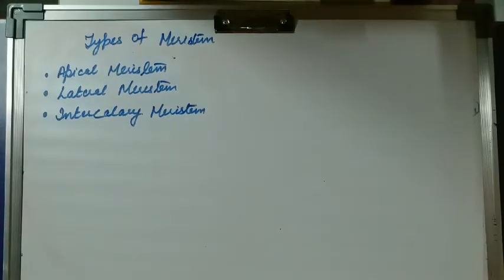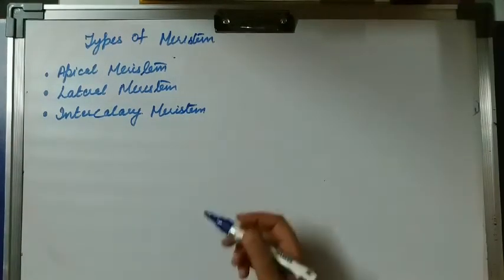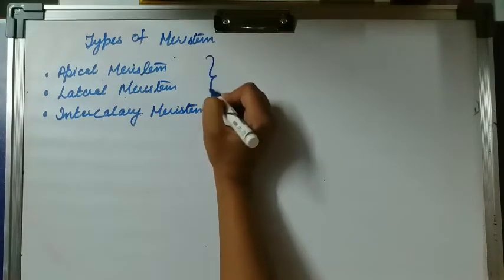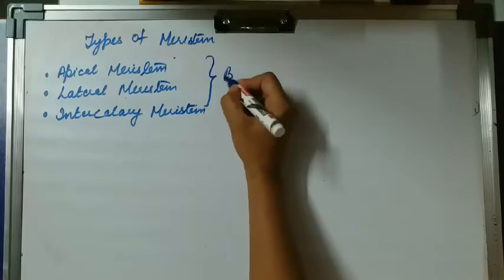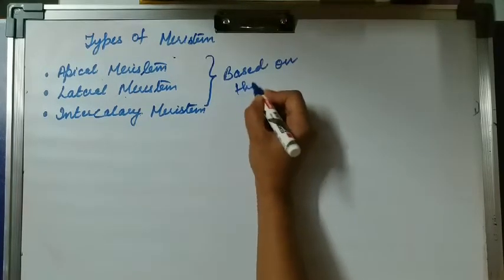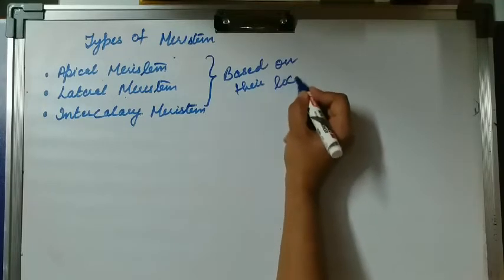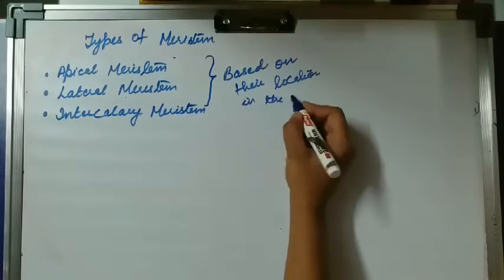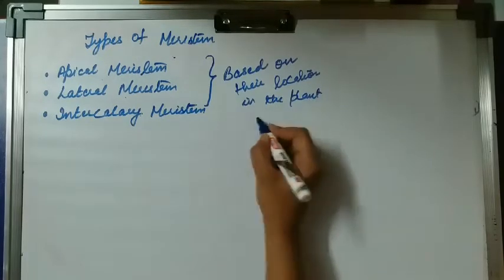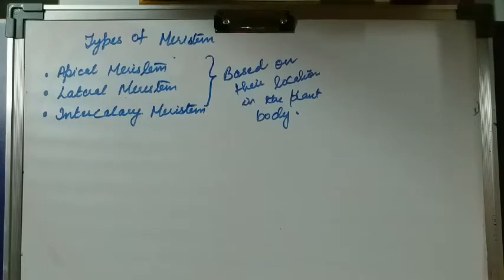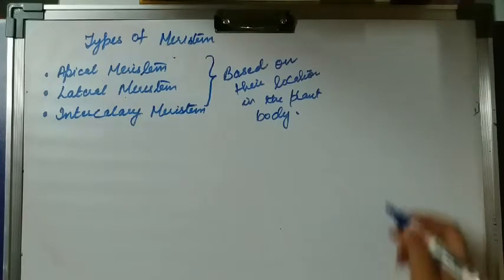The question arises: how are they divided into three, apical, lateral, and intercalary meristem? They are divided based on their location in the plant body. With this diagram, I can make it clear.